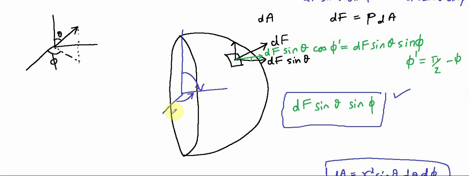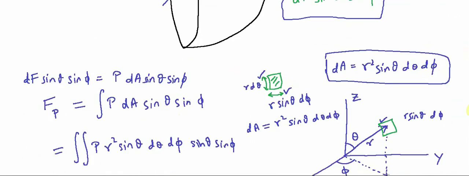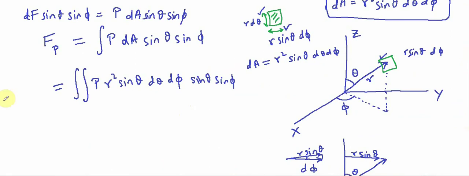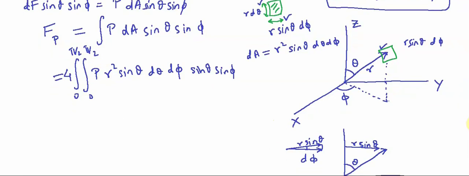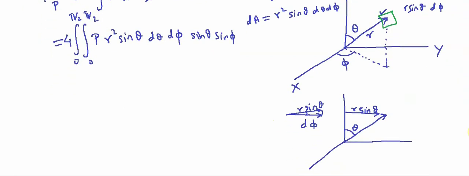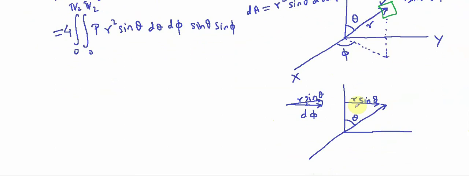So I can take the limit from 0 to pi by 2 for both theta and phi, and multiply that integral by 4, and that will give us the total force. So I write here 4 and the limits 0 to pi by 2, 0 to pi by 2. Now let us evaluate this integral. It is mathematics department work, so let us do that ourselves and see what answer it gives.